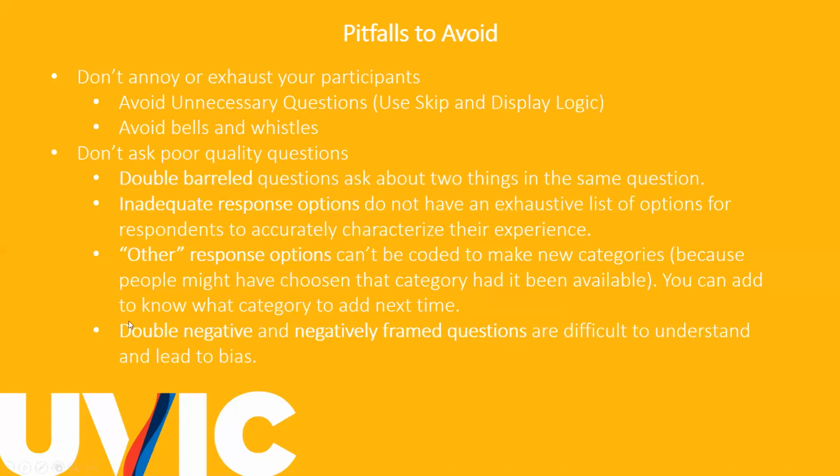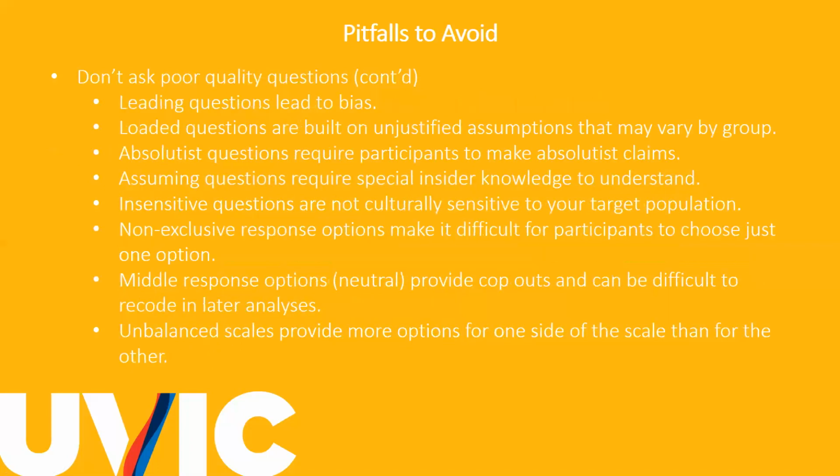The next is double negatives or negatively framed questions. These are often difficult to understand. So a double negative is where you say, you should not do that, right? It's like, well, should I do that or should I not do that? Does should I not mean don't, or does it mean do, right? So double negatives can be very hard for people to understand. And then also negatively framed questions that try to cast aspersions can lead to bias.